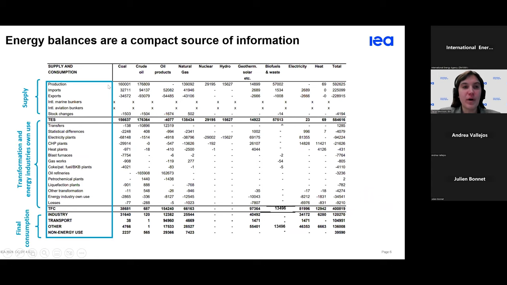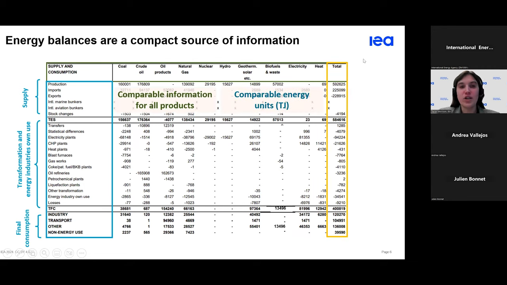We have a couple of key components of an energy balance. Within the rows, in the top section of the energy balance, we have supply flows such as production, imports, and exports. This can be summarized within the energy flow total energy supply, often referred to as TES. We also have the transformation sector in the energy balance, and I'll discuss this more later. And finally, we have a total final consumption portion of the energy balance at the bottom. This is where you can see how energy is consumed, for instance, in industry, transport, et cetera.